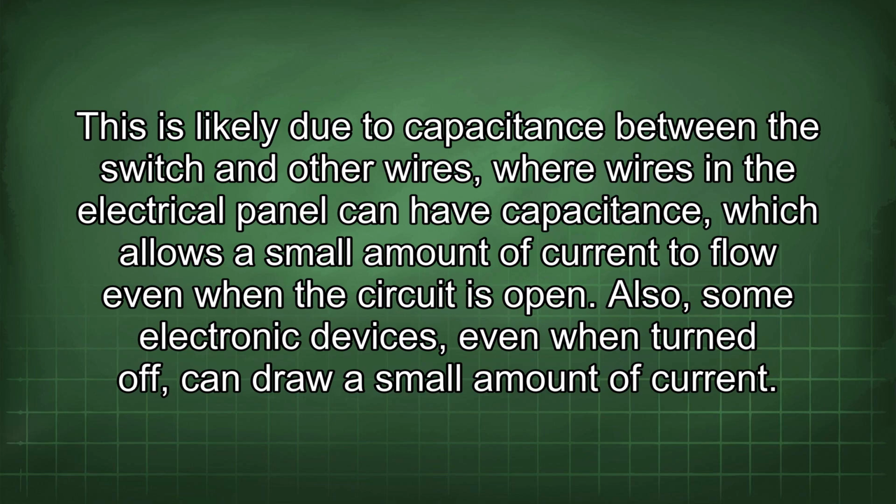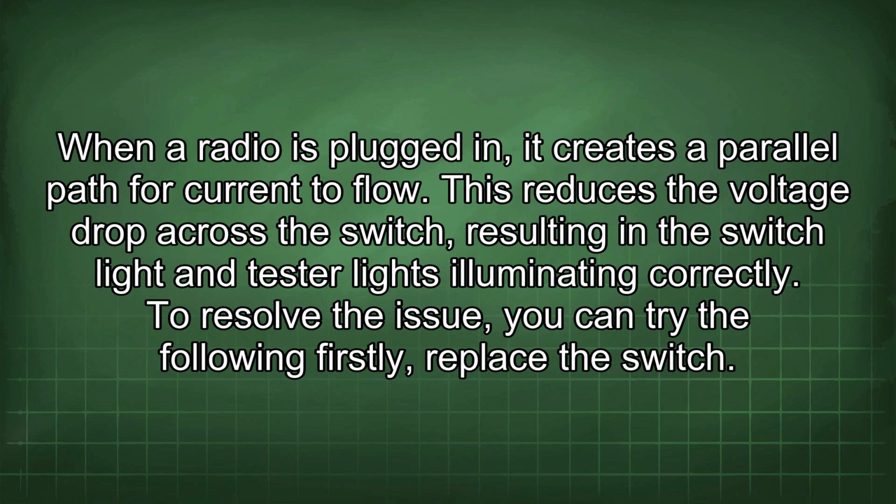Also, some electronic devices, even when turned off, can draw a small amount of current. When a radio is plugged in, it creates a parallel path for current to flow. This reduces the voltage drop across the switch, resulting in the switch light and tester lights illuminating correctly.